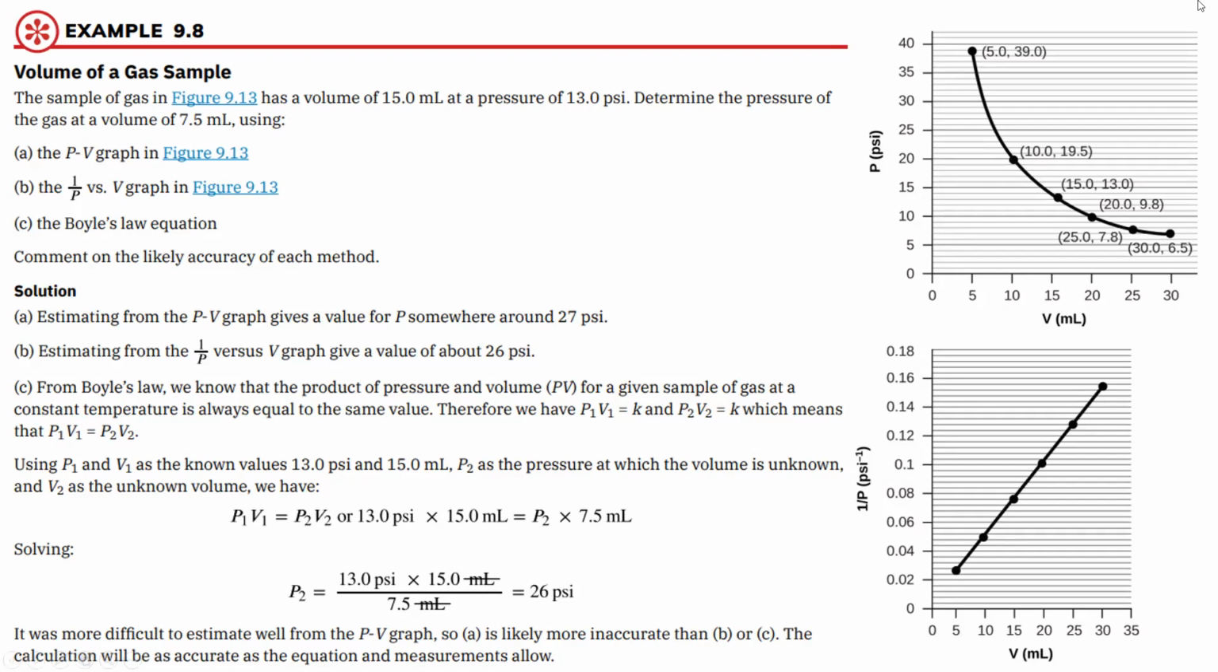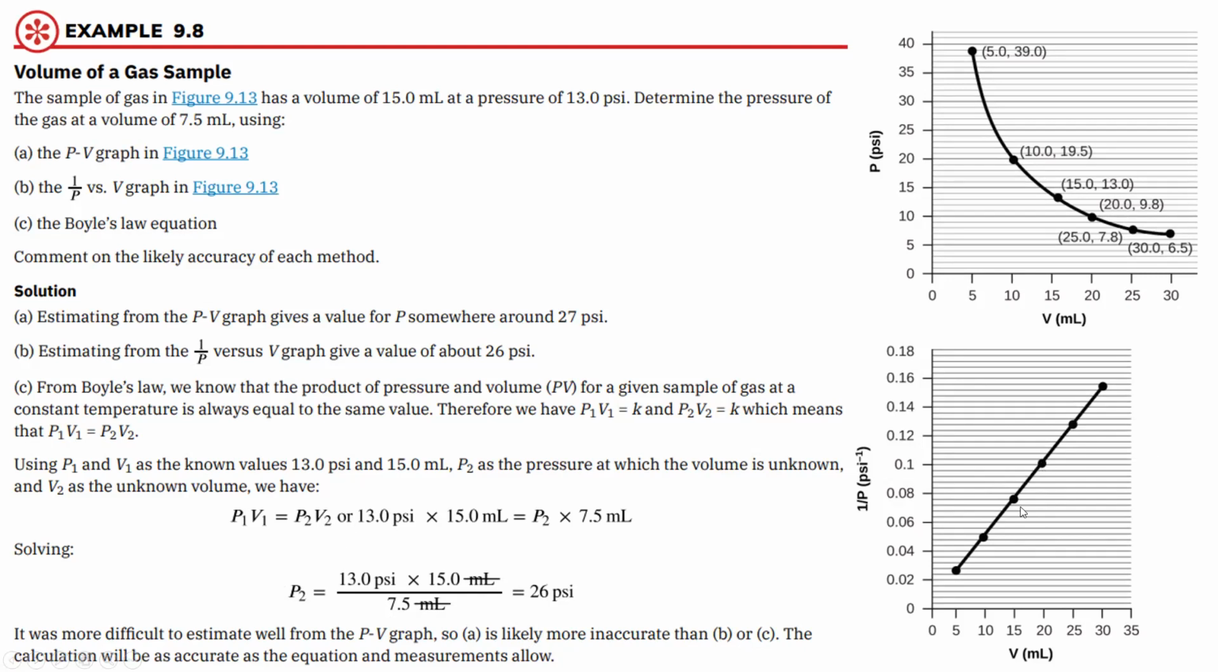All right. And then this is a good point actually just to mention at the end. So they kind of do the same thing. A is more accurate, or more inaccurate, I should say, rather, than B or C. And then the calculation will be as accurate as the equation and measurements allow. So if we have good data, the straight line and the equation are essentially going to work reasonably similarly.